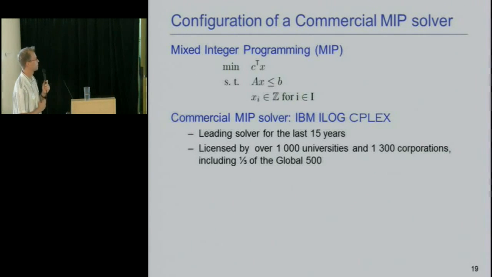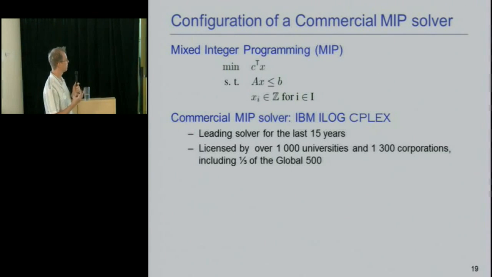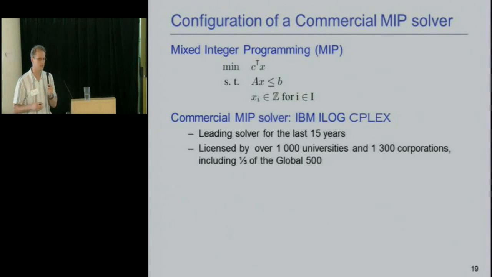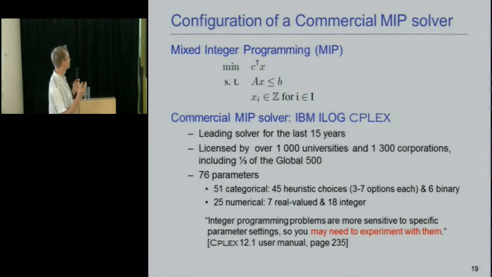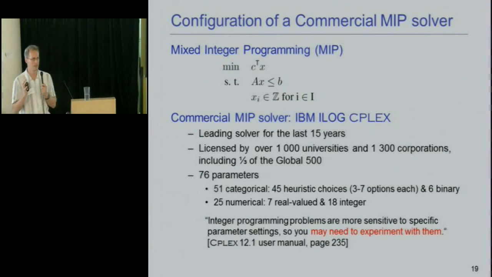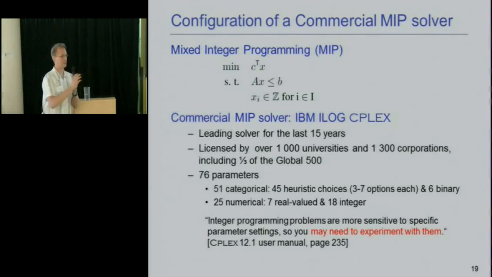What we worked with was the commercial MIP solver, CPLEX, which has been the leading solver for the last something like 15 years. And it's a real piece of software. It's used by thousands of universities and corporations, including a third of the Global 500. And nevertheless, it has all these parameters. And the user manual says, oh, it's pretty sensitive to them. You might have to experiment with them to get good performance, despite the fact that they have all these customers.